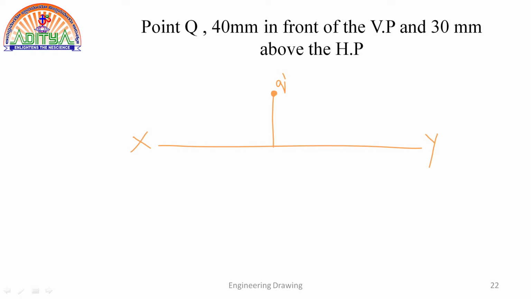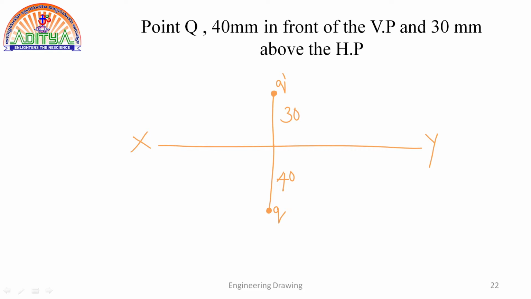Small q dash has a dimension of 30, and here below the reference line we are getting the top view with a dimension of 40. The small q is the top view and q dash is the front view. So this is the final solution for the given question, when point q is 40 mm in front of VP and 30 mm above the HP.